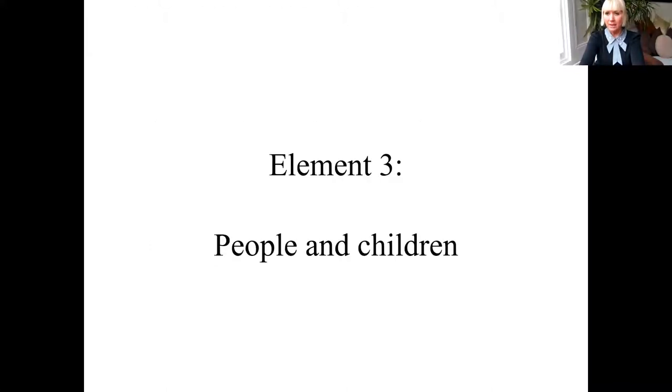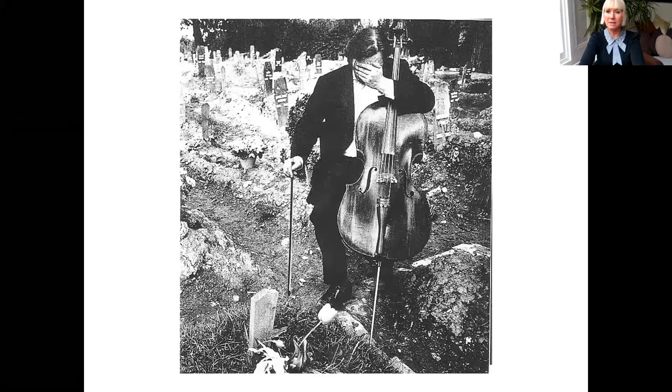My third element is to talk about people and children from a particular city, who give a particular mark to that city. In the same way that places make us who we are, people and children living there also shape the city. So I show children this photograph and ask them where they think this person is and what kind of emotion he's communicating. Does anybody want to say something here?